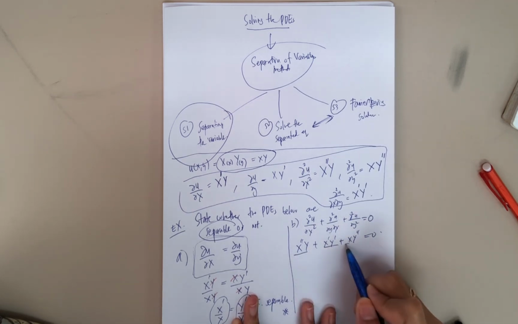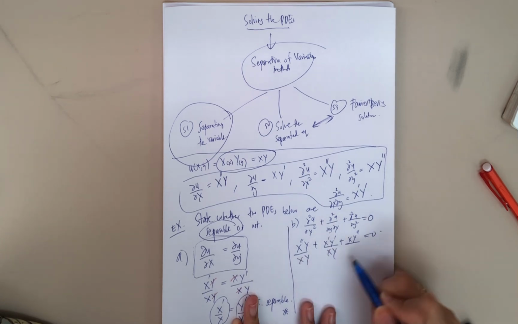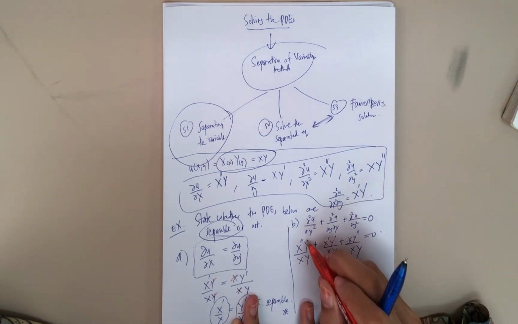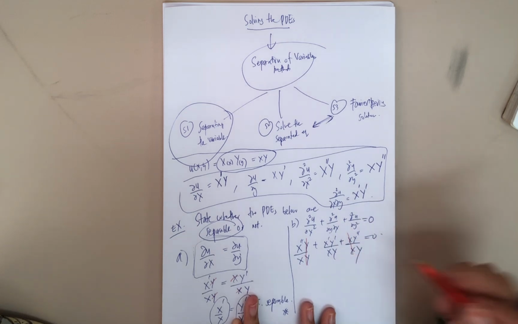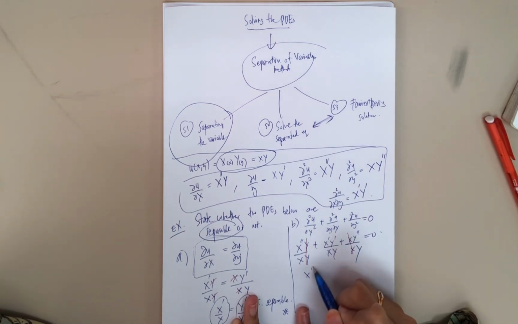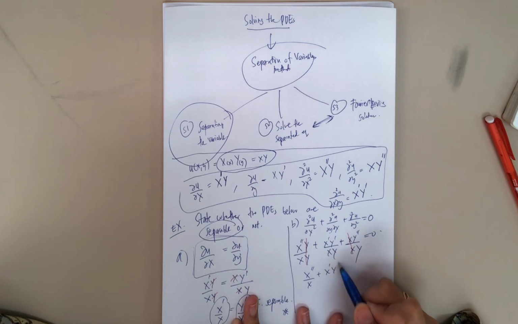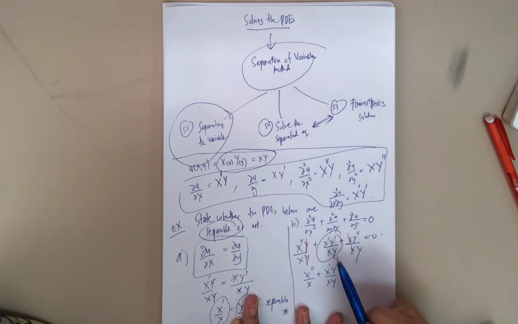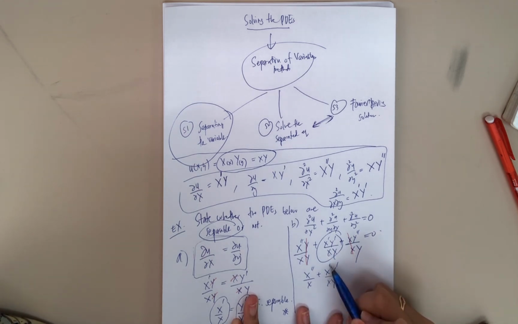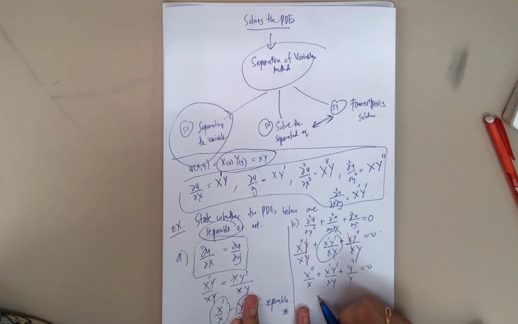And then we divide each term by xy, then cancel what can be cancelled. You are left with x double prime over x plus x prime y prime over xy. This one cannot cancel because this one is x prime but this one is x, and this one is y prime but this one is y. So you cannot cancel, class. Make sure you are careful. And then plus y double prime over y equals 0. Let's say we want to bring this to the right hand side, so negative y double prime over y.